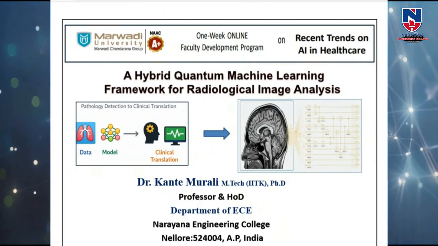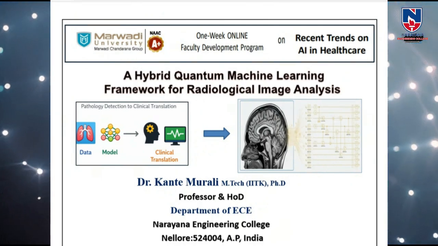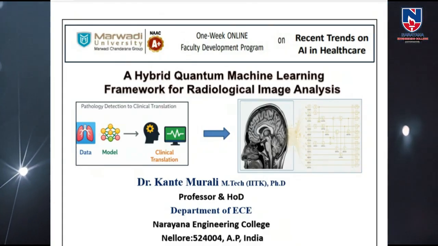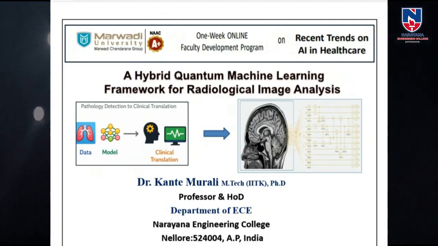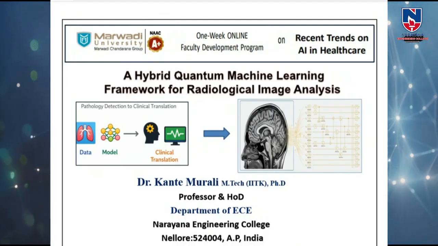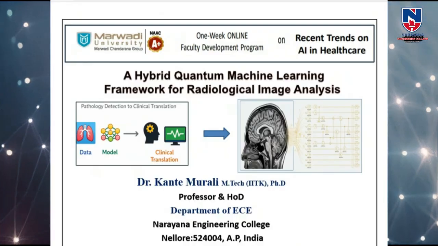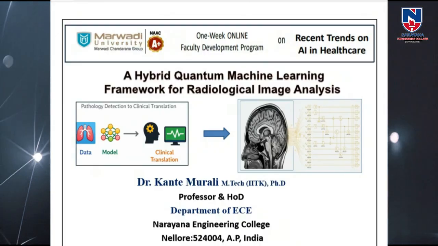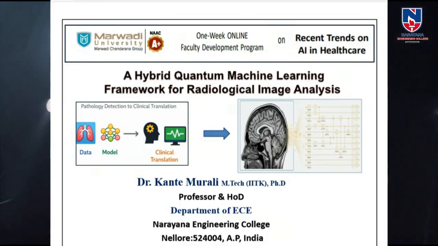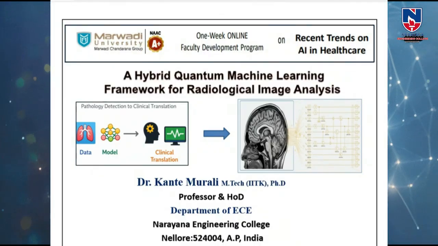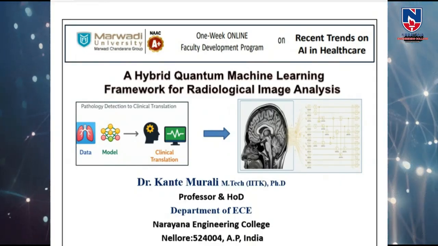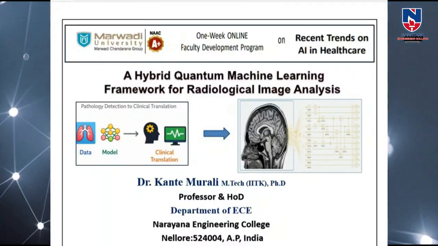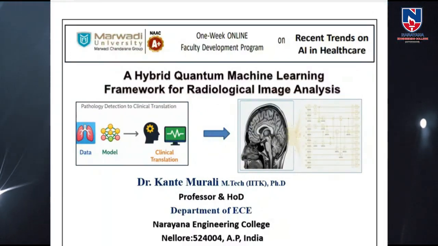In today's session, I will start with the title, a hybrid quantum machine learning framework for radiological image analysis. Today's session explores the interaction of medical imaging, artificial intelligence, and quantum computing. The central theme is how hybrid quantum-classical machine learning may enhance radiological image analysis towards better diagnostic probability.